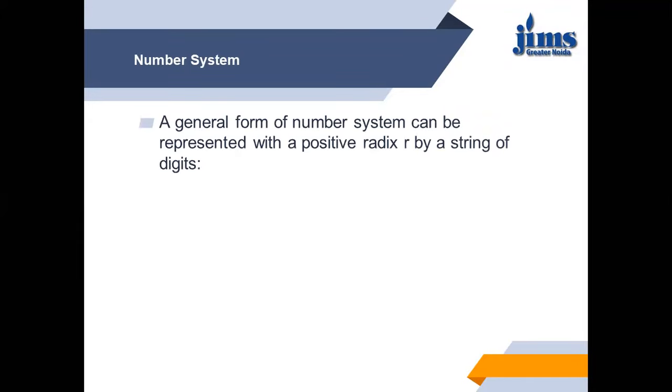Now, a general form of number system can be represented with a positive radix r by a string of digits. This means in any number system we have to define the radix or the base, and it is represented by r. Now like this, we have the decimal point. Here the coefficients are positive. Here the coefficients are negative. So I will write A0, A1, A2. These are the positions.